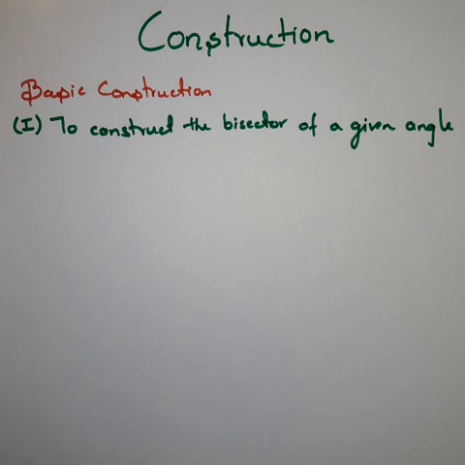In this video, we'll be studying the chapter construction. In order to understand construction, first we'll look through the basic construction, that is an angle bisector. To construct the bisector for an angle, we'll consider an angle, say YOX.